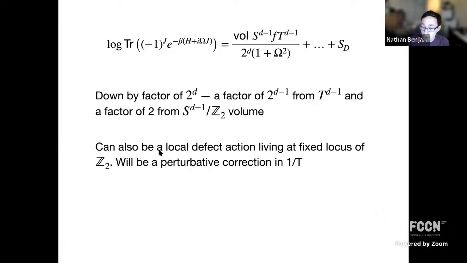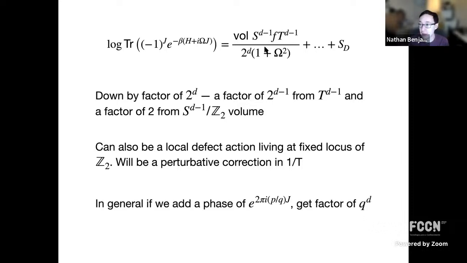So there will also be a local defect action living at a fixed locus of the Z2. And this will be some perturbative correction in the 1 over T expansion, but it won't compete with this leading term. This leading term is still the most important because the defect is at some higher codimension.